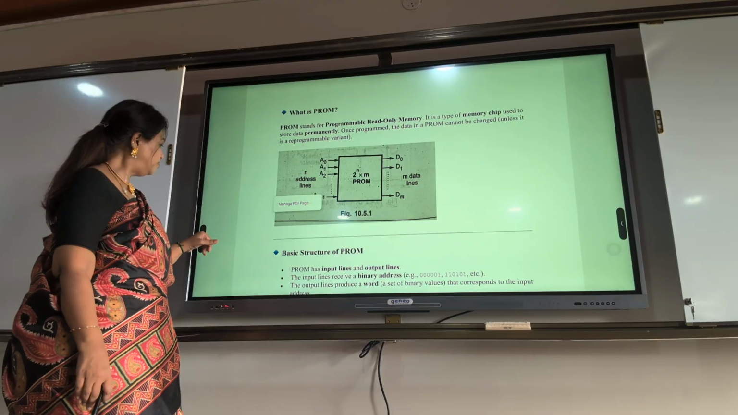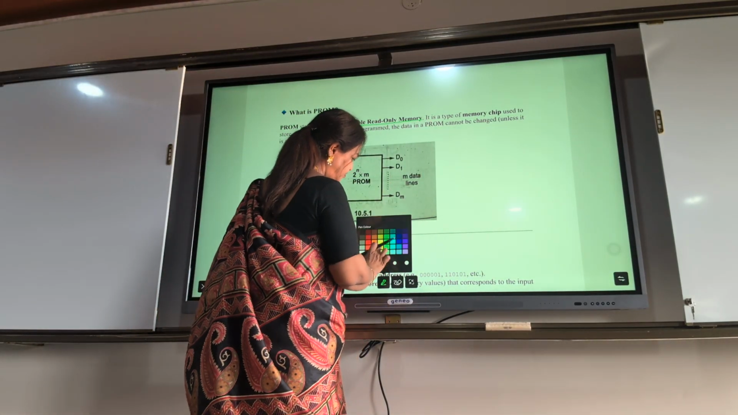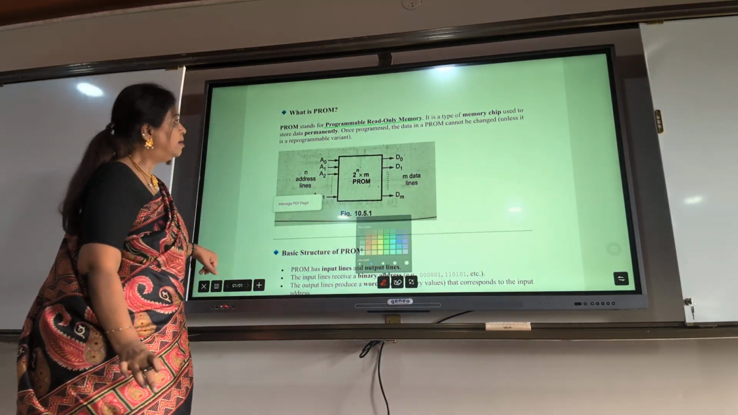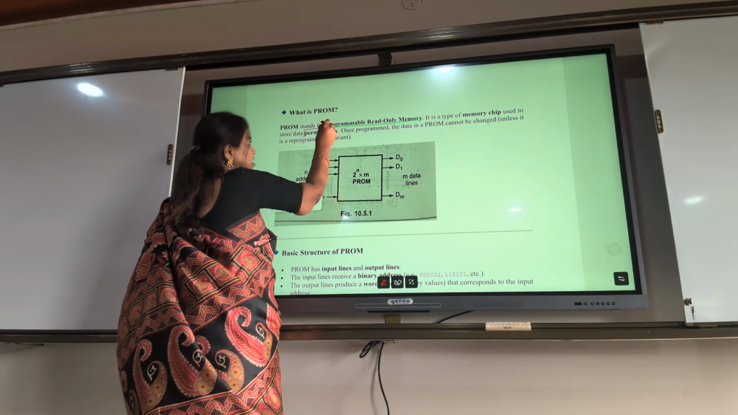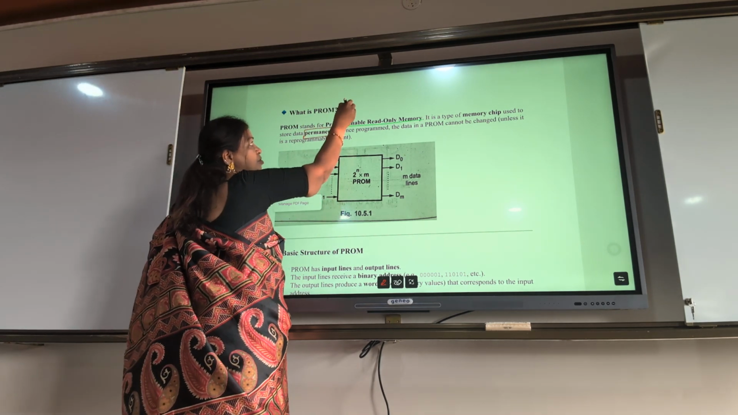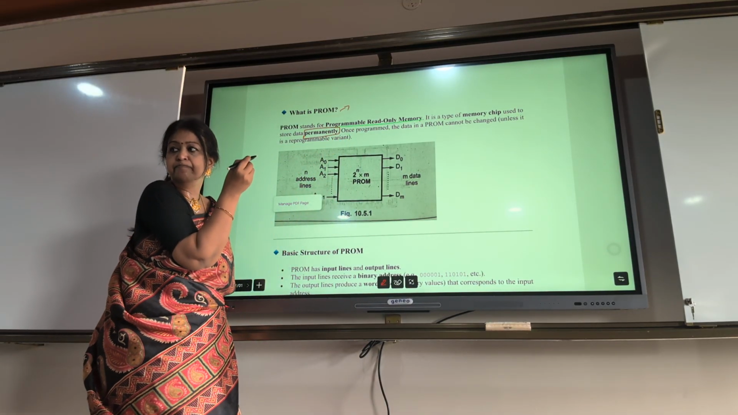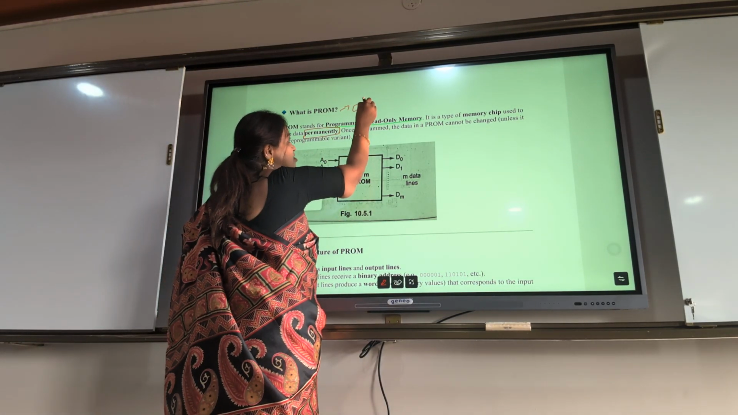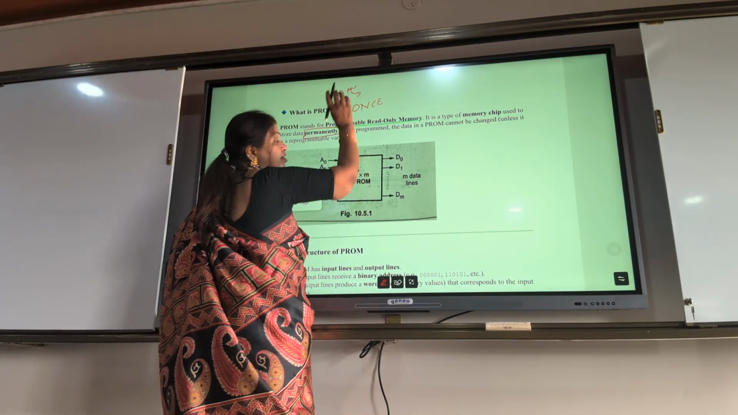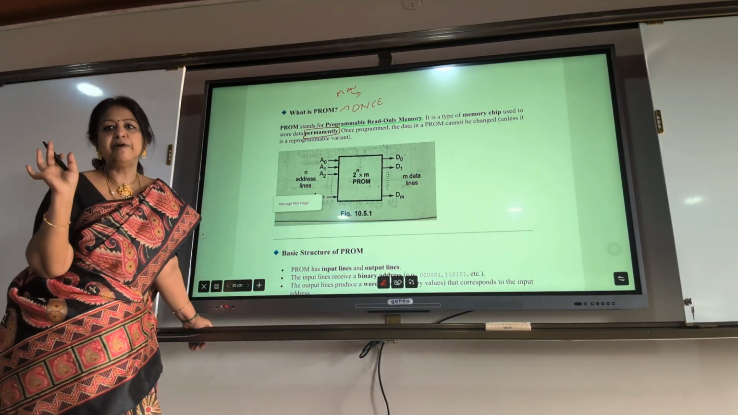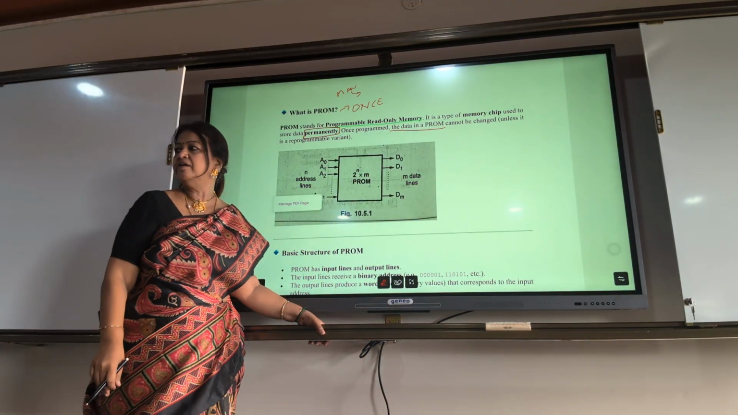Next, what is PROM? Programmable read-only memory. It is a type of memory chip used to store data permanently. How many times can you program PROM? Only once. From the manufacturer you buy it and you can program it once, and once you program it, it is permanent. Once programmed, the data in the PROM cannot be changed.